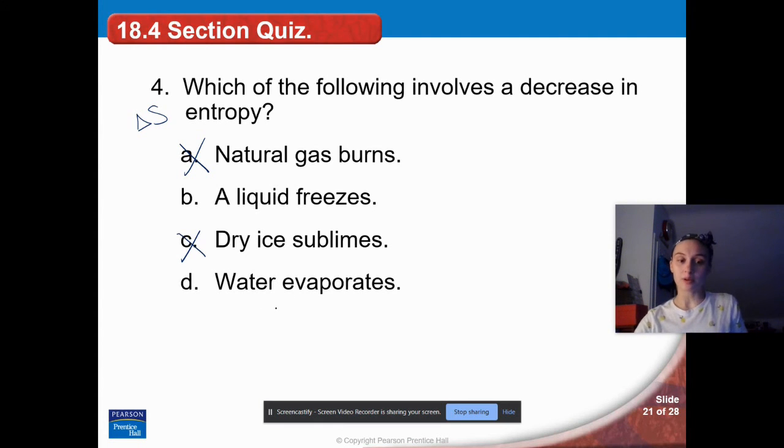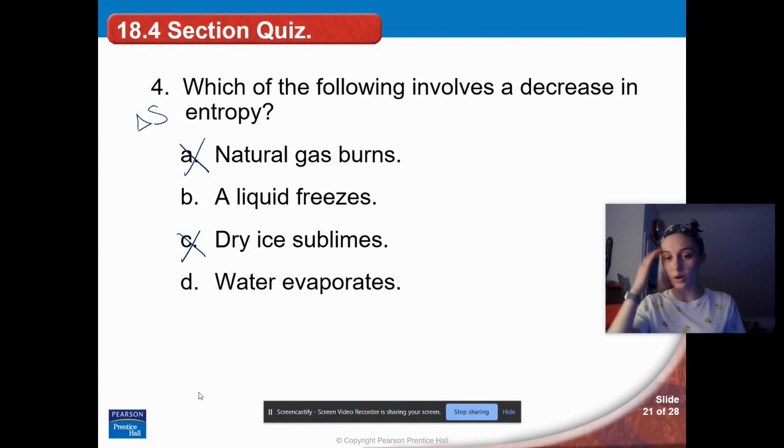And then water evaporating. So we're going from a liquid to a gas. And again, when we're going from a liquid to a gas, we know that liquid has less energy and less entropy than a gas does. So if we're going from liquid, which has less, to gas, which is more, we're increasing our entropy. So we're increasing the disorder. So we know that's not correct.